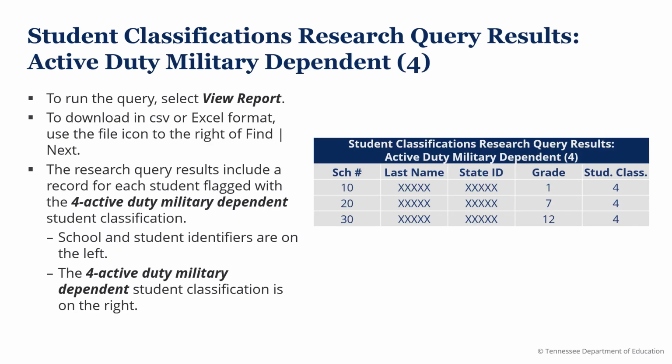To run the query, select View Report. Typically, you'll want to download to a CSV or Excel format. To do so, choose the file icon to the right of Find Next. The results follow a standard format. School and student identifiers are on the left. The variable of interest, in this case, the 4 active duty military dependent student classification, is on the right. The query results will include a record for each student who's been flagged with that student classification.